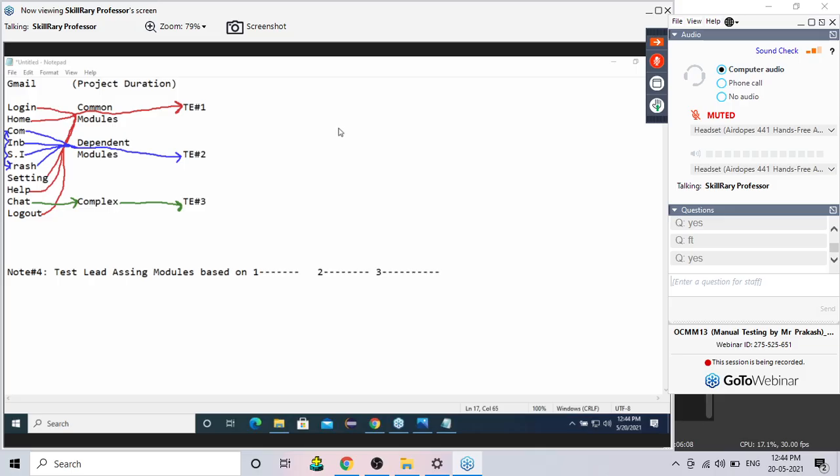Sir, for any application, we'll be using these three module names only, sir? Almost, yes. See, it's not a module name. This is a common terminology. You are a man or you are a woman, or boy or girl. We are human beings only. Yes or no? Like that, for every application, we use the same words. Common modules, dependent modules, complex modules. Words are the same.